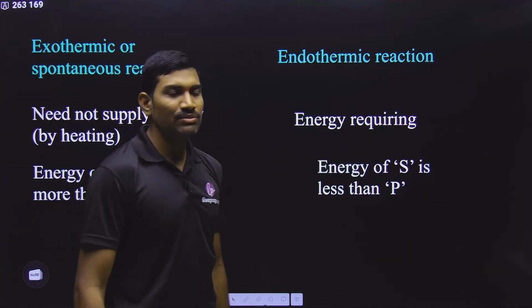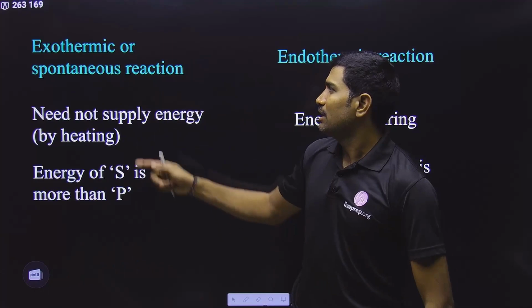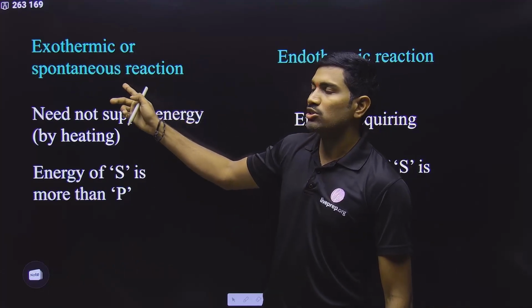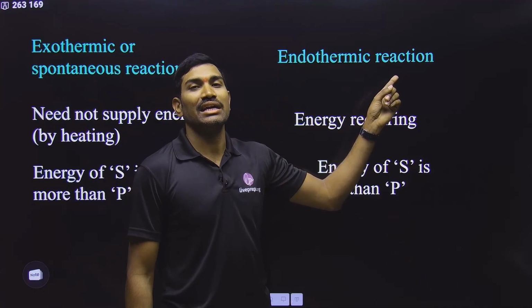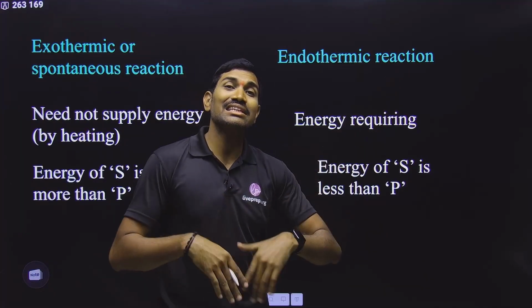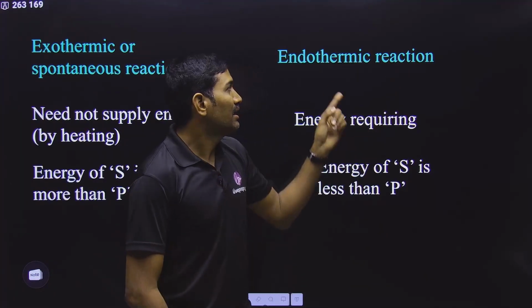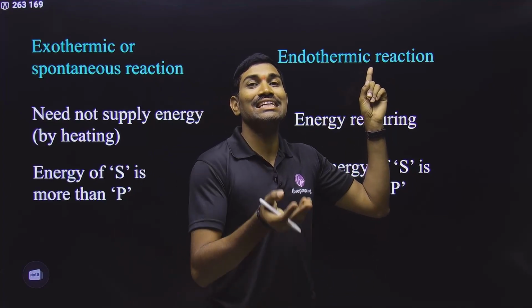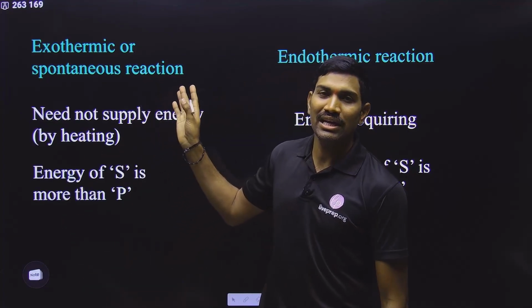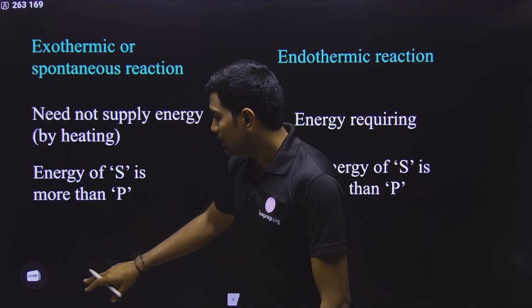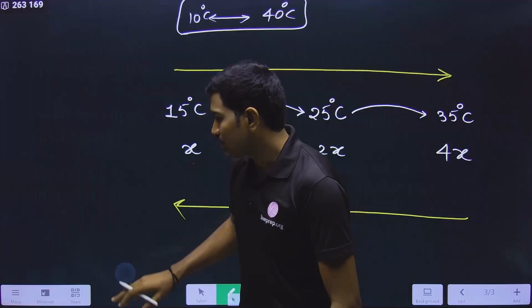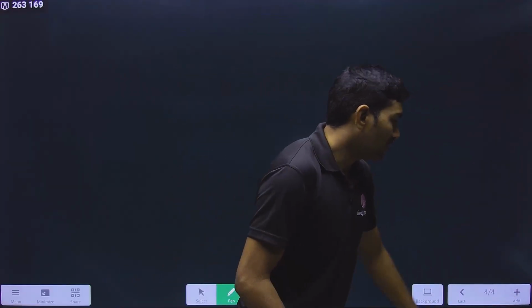Clear? And the next one is regarding another two names. Exothermic reaction is also called a spontaneous reaction, and the other one, endothermic reaction, is also called an energy requiring reaction. Observe this. In the endothermic reaction, energy is needed, but in the exothermic reaction, energy is released. Now, the important thing is the diagram. How exactly will you represent this in the form of energies?